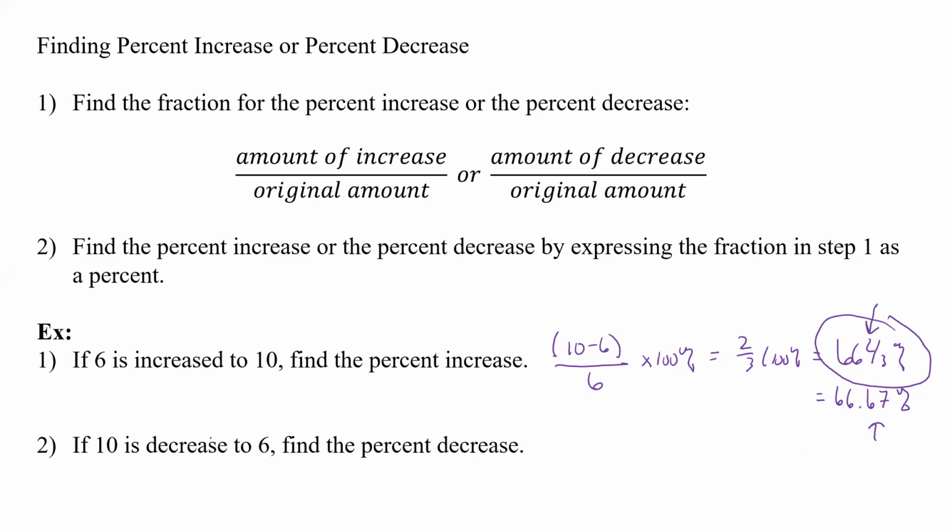Now, what if 10 is decreased to 6? Find the percent decrease. All right, well, 10 minus 6 is 4. But now our initial value is 10. Remember, we want the original amount. So the original amount is 10. We multiply that by 100 to get it back into the percent. Well, 4 divided by 10 is 0.4 times that. That's going to give us 40%. Okay. So that one we don't even need a calculator for. So that was kind of nice.